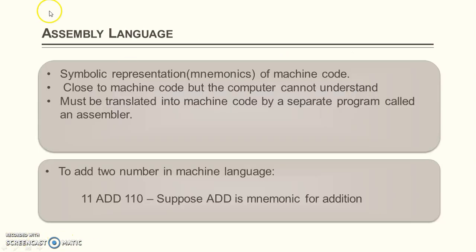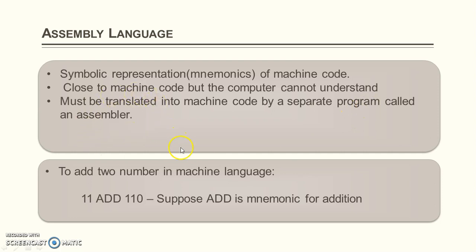Now let's discuss the assembly language. As we already discussed about the machine language, for a human it is difficult to remember the machine code. So in the assembly language there is a symbolic representation of the machine code. This language is close to machine code, but the computer cannot understand that language. So we need a translator that translates this symbolic representation into machine code that can be understood by a computer, and this translator is known as the assembler.